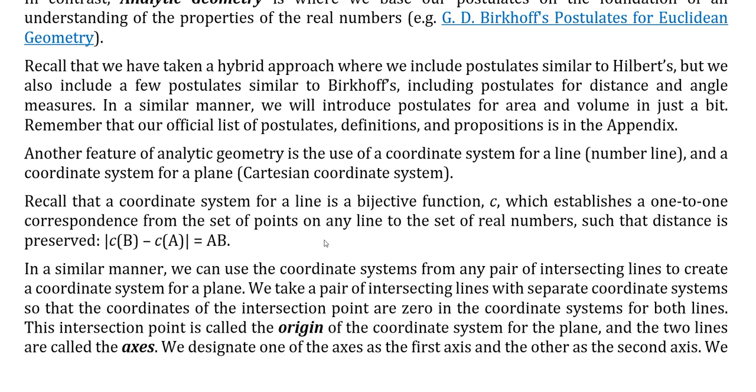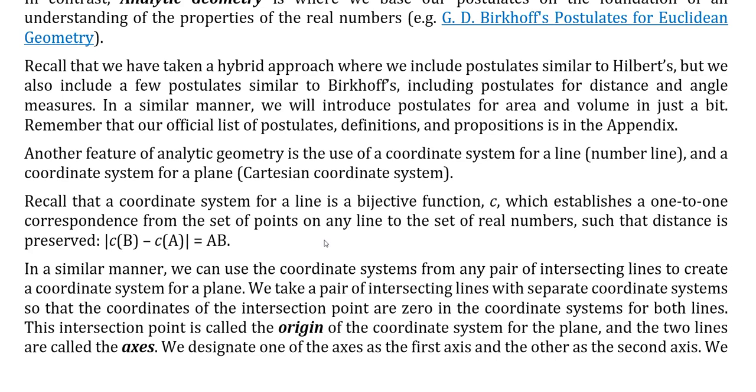Another feature of analytic geometry is the use of a coordinate system for a line, a number line, and a coordinate system for a plane, a Cartesian coordinate system. So recall that a coordinate system for a line is a bijective function c, which establishes a one-to-one correspondence from the set of points on any line to the set of real numbers, such that the distance is preserved. That is, the absolute value of the coordinate of b minus the coordinate of a is the distance from a to b.